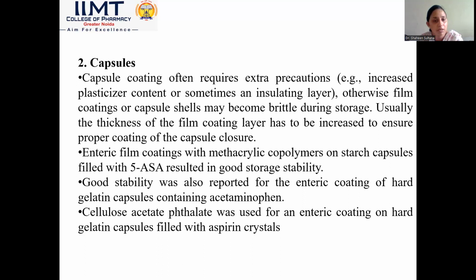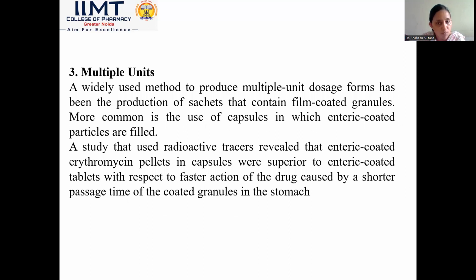Similarly, good stability was found with acetaminophen when the hard gelatin capsule is coated with the enteric polymer. Now, cellulose acetate phthalate was used as the enteric polymer on hard gelatin capsule that is filled with aspirin crystals. Now, a multiple unit dosage form in the form of a sachet can be given. There are film-coated granules, enteric-coated granules. Granules are coated with the enteric polymers and then filled in a sachet and given to the patient.